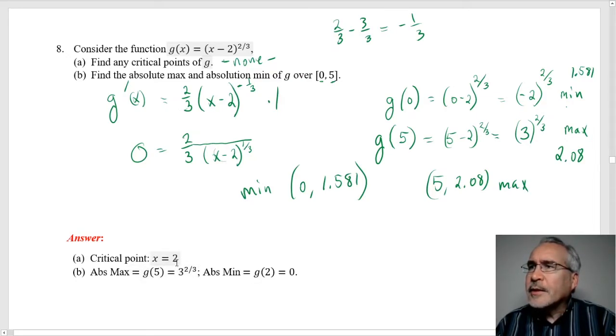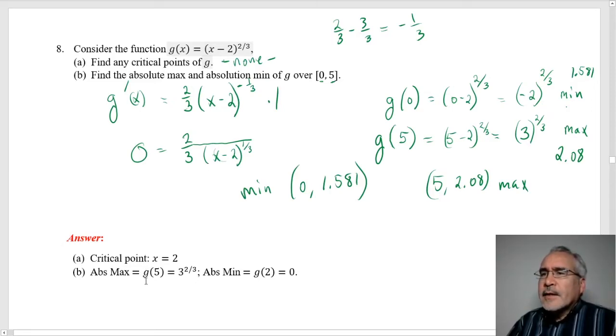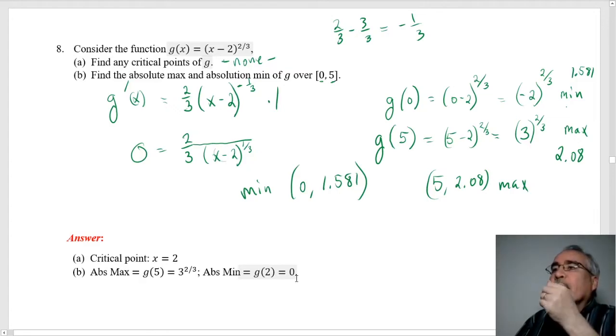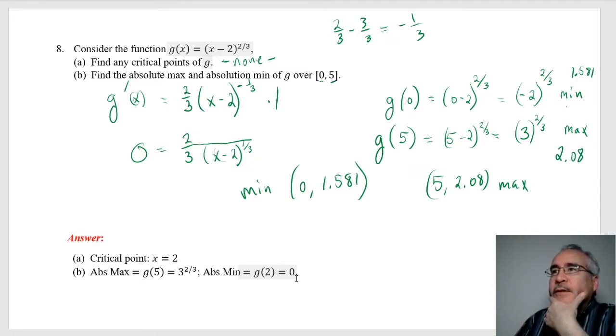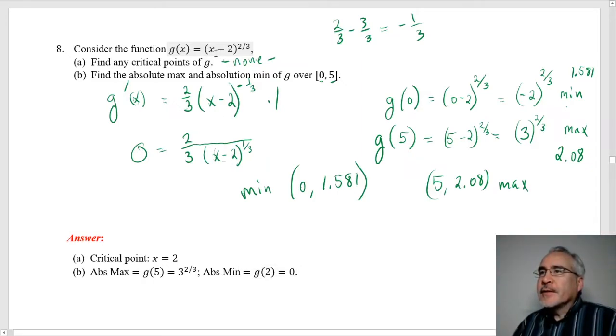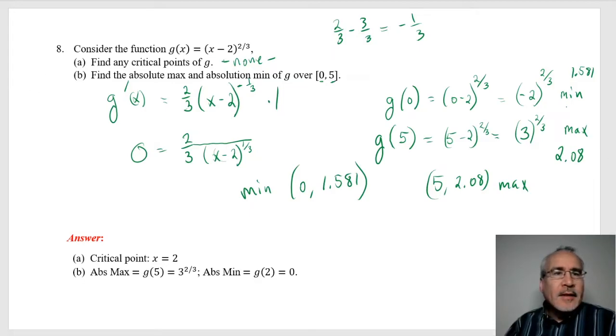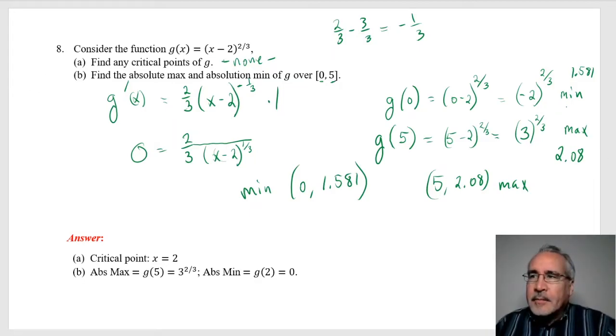Critical point x equals 2. What did I do wrong there? Two-thirds. It's a negative 1/3, which means it's in the denominator. At 5, you get your max, and you get your minimum. If you could plug in 2 and add, I agree it's equal to 0. If I plug in 0, let me just stop this. I'm puzzled here.